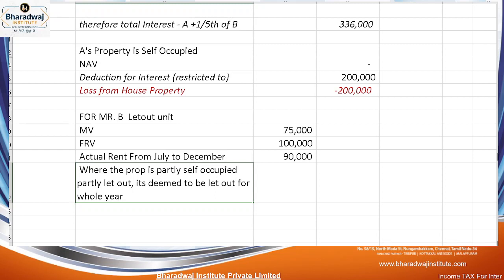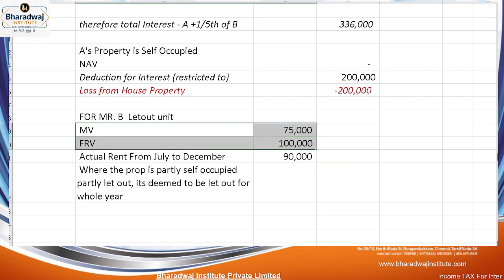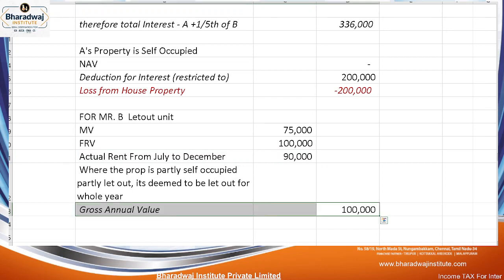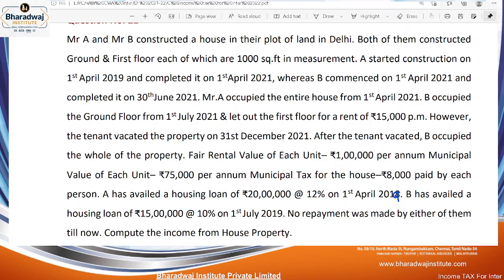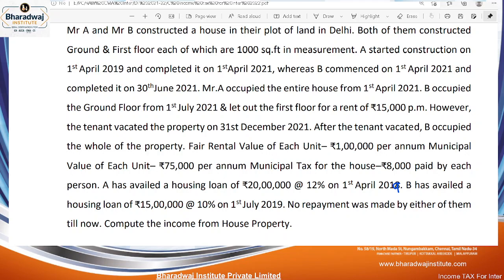This we know, when a property is self-occupied and partly let out, it is deemed to be let out for the whole year. MRV, FRV, SR and all, we take it for 1 year. Actual rent alone, we will take it for the actual let out period. So whichever is higher will give us gross annual value. And many students went wrong in this. Municipal taxes. Please remember, municipal tax of 8,000 is paid by each person.